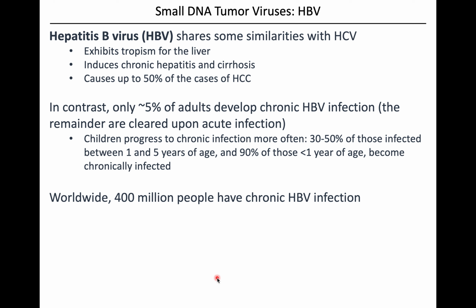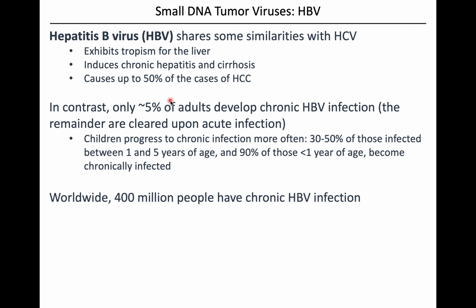So Hep B does share some similarities with HCV. Of course, it preferentially infects liver cells. It's linked to chronic hepatitis and cirrhosis, and it's thought to be the cause of about half of the hepatocellular carcinoma cases worldwide. However, unlike HCV, Hep B is cleared by the immune system in the vast majority of cases. Only about 5% of infected adults end up with chronic infections.